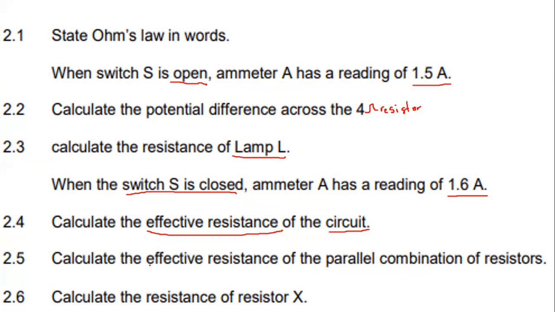So you see, we still want effective resistance, but we specified which effective resistance. And this time, not like 2.4. In 2.4, we wanted that of the circuit. Now we want the effective resistance, but we have specified that of the parallel combination of resistors. So we basically are looking for R parallel. How do we do that?